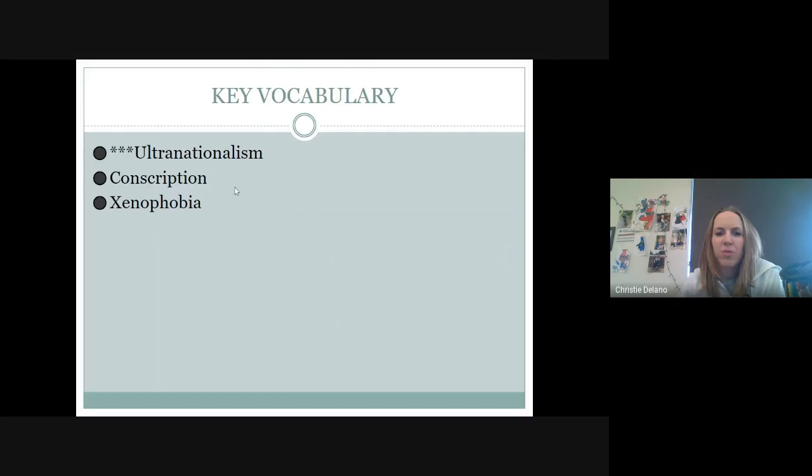Then there is conscription, or mandatory military service, and xenophobia, or fear of foreigners, fear of people that are different, which often connects to racism and discrimination. So we'll be looking at those three ideas throughout today.